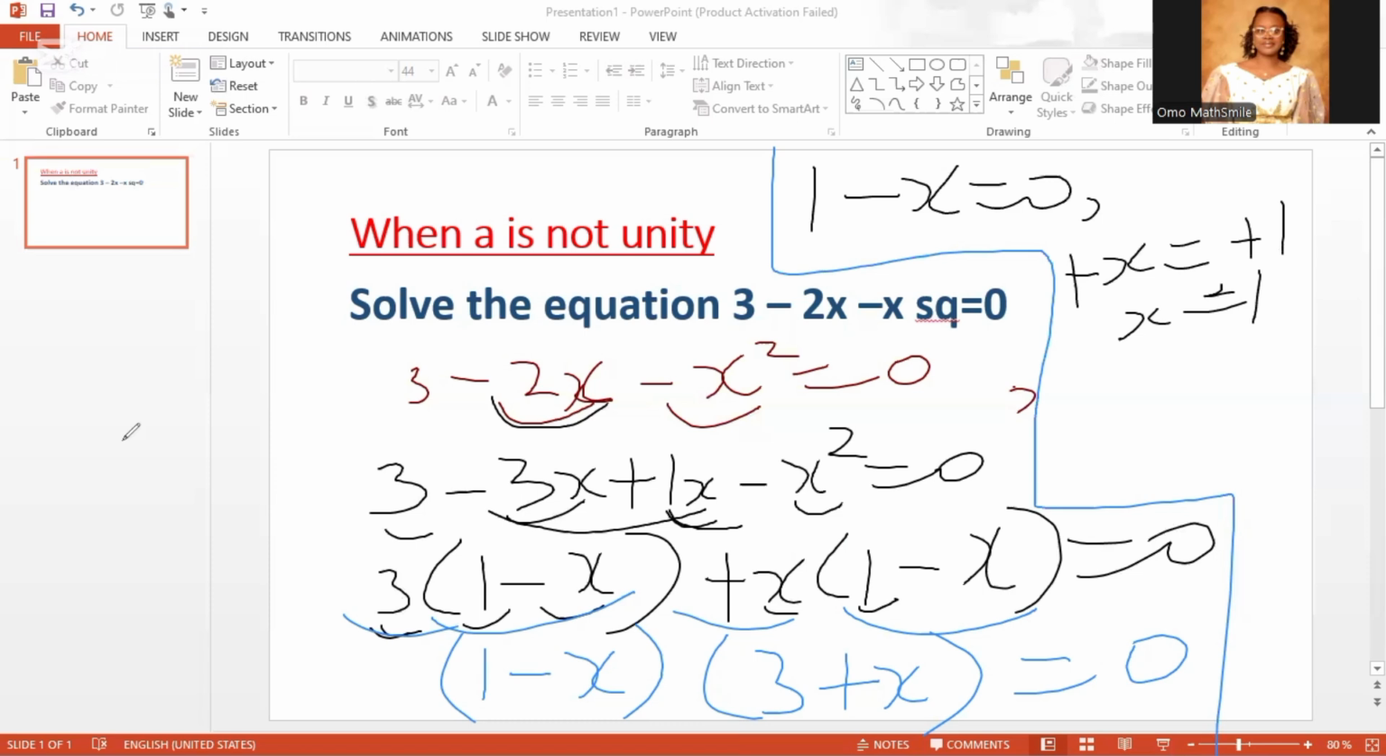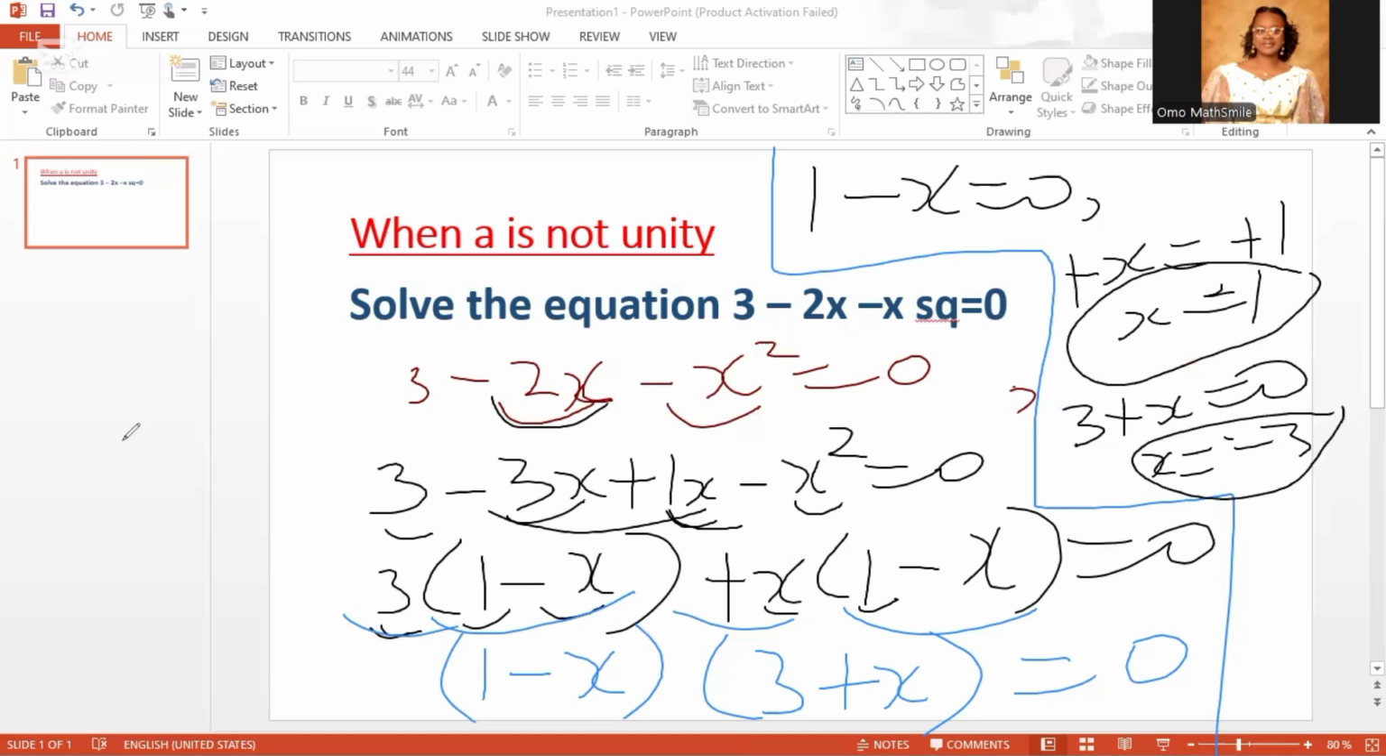Now let's check out 3 plus x equals 0. For 3 plus x equals 0, we transfer constants. We have x equals minus 3, and that's straight up. So the negative value for x is minus 3, while the positive value for x is 1. And that answers the given question.